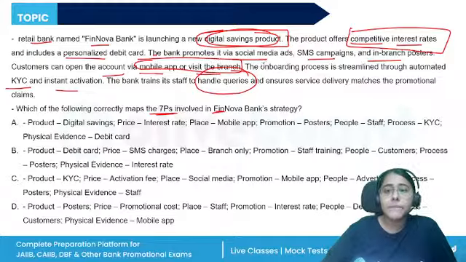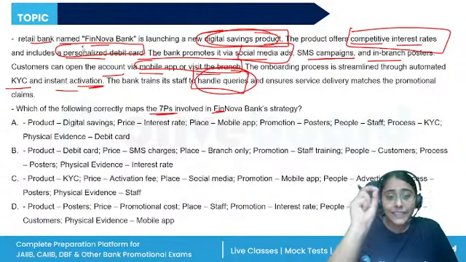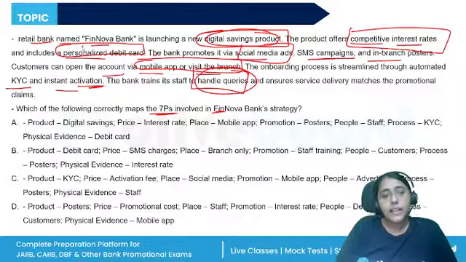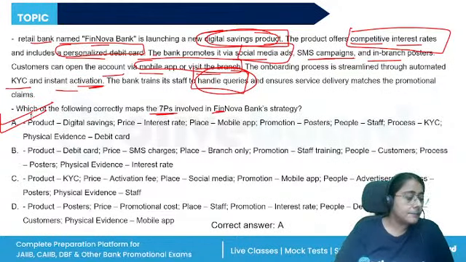Promotion is done by social media, SMS campaigns, in branch posters. The people is the staff because the staff is being trained to handle queries, and the process is KYC and instant activation. Physical evidence is that it is offering a personalized debit card. All right, so like this, we need to figure out what the case study is asking us. Thus, we have the correct answer now. It is A, which is the correct answer.